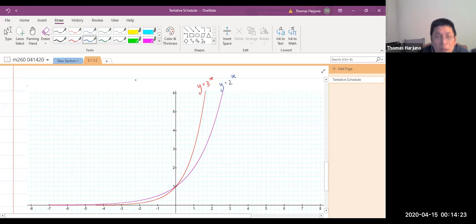Now, they intersect at 0, 1, the y-intercept. But from that point on, 3 to the x goes to infinity faster. It actually grows faster compared to y equals 2 to the x. So you see the larger the base, the faster it goes to infinity. And strangely, because the base is larger, it goes to the x-intercept faster too. You see what I mean?